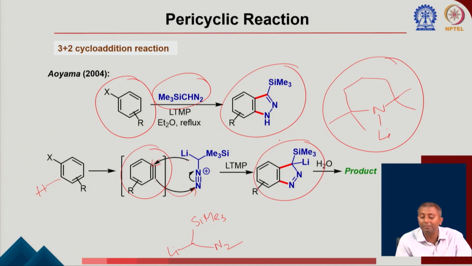And again you have lithium TMP already in the reaction, so that can now abstract this proton to form this lithium, which can now form this carbon-nitrogen bond and form an N minus from here. So you will see there is a silicon here, a TMS group, and a minus which is going to take a proton to get to the corresponding product.